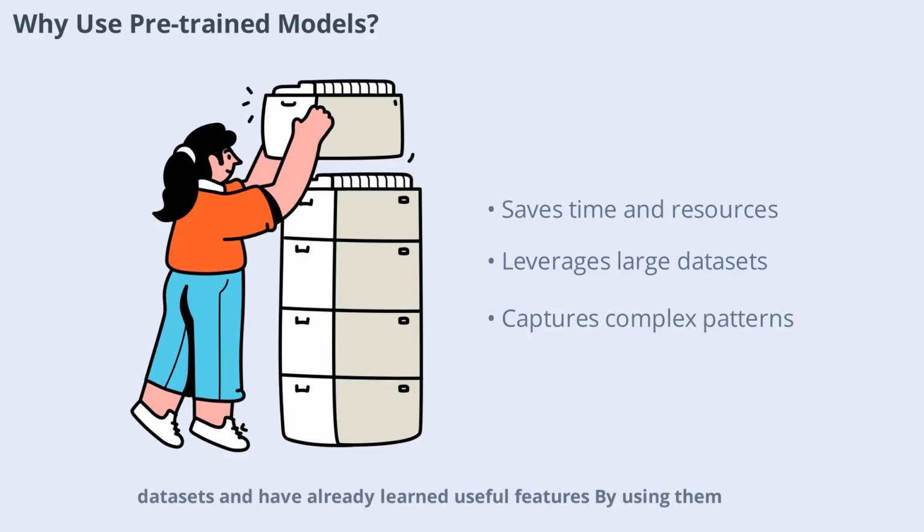Pre-trained models are trained on massive datasets and have already learned useful features. By using them, you don't have to start from zero. This saves both time and computational resources. For example, models like ResNet or BERT have been trained on millions of images or texts, capturing complex patterns that would be difficult to learn from a small dataset. This makes them ideal for tasks where data is scarce or expensive to collect. Let's see how this works in practice.